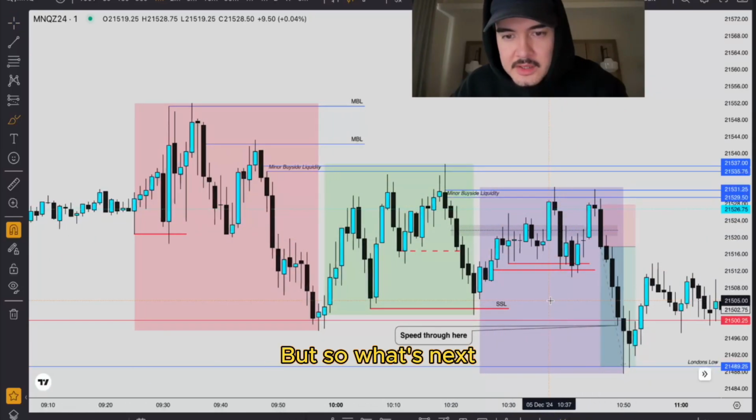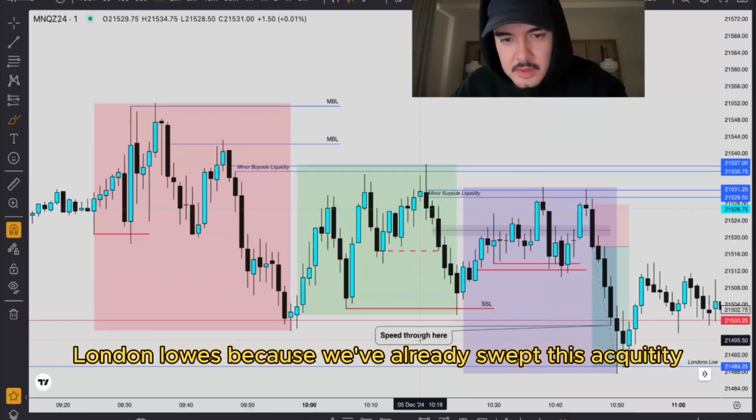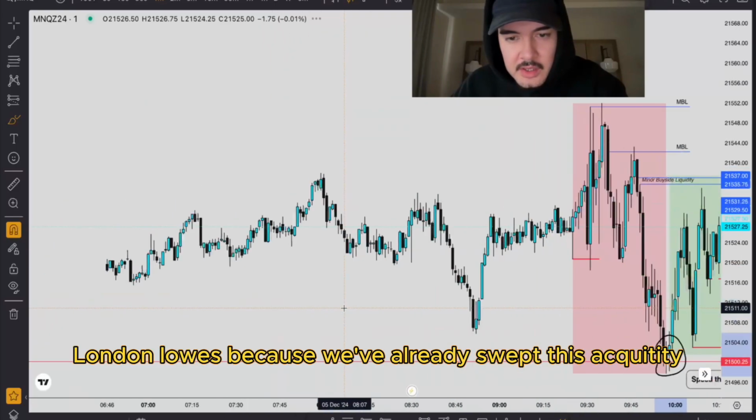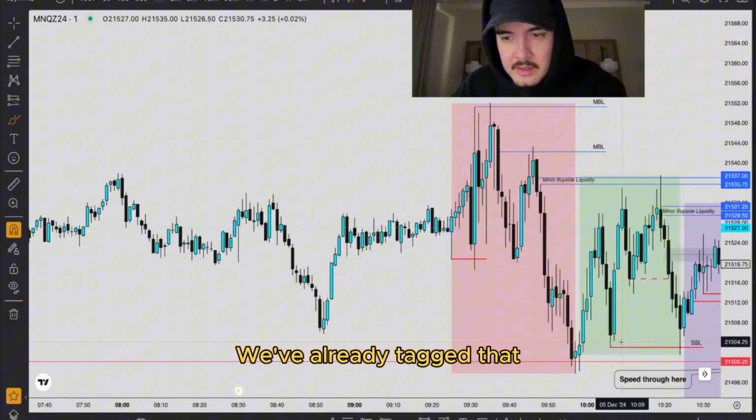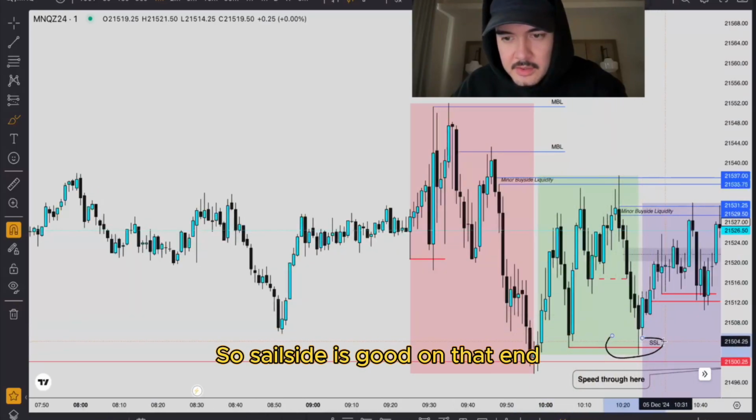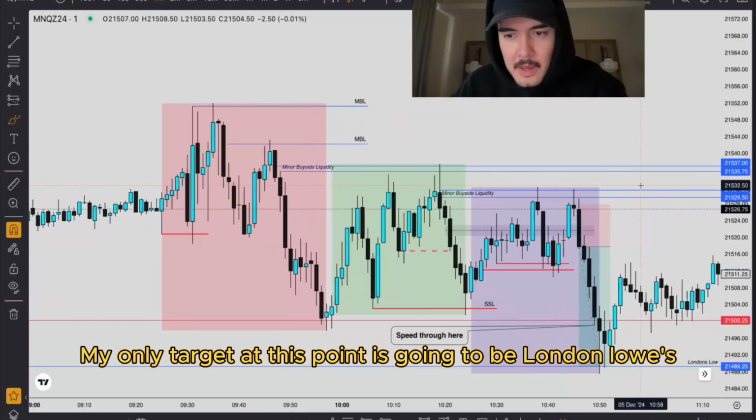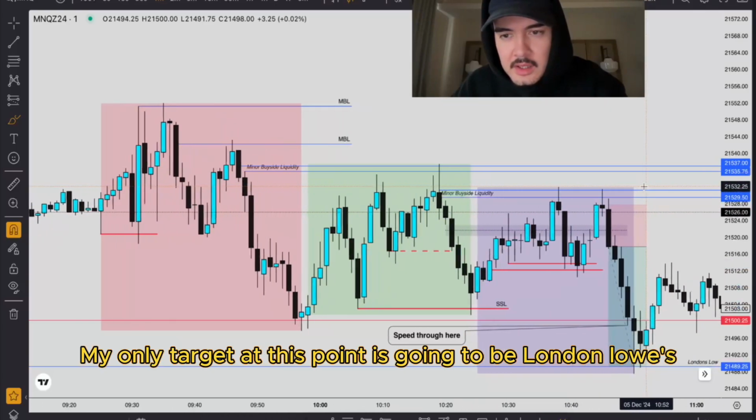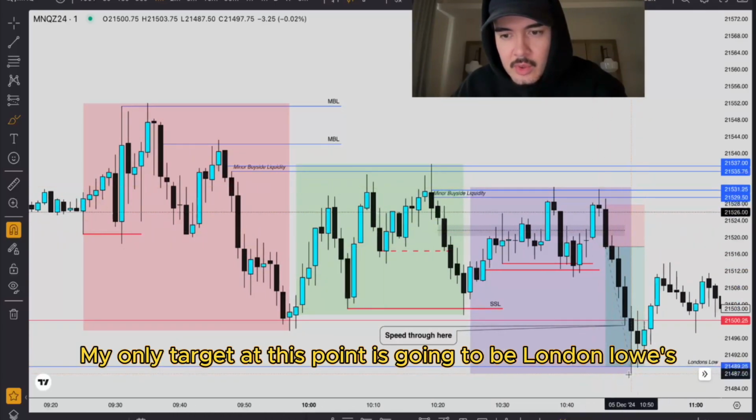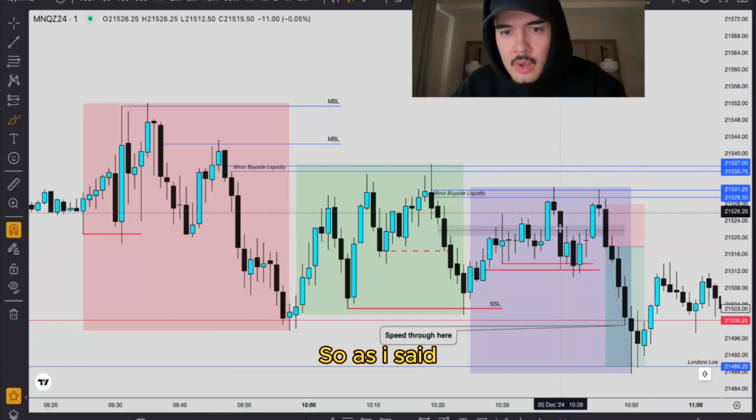So we're already fairly good off of buy side liquidity. But so what's next? London lows, because we've already swept this liquidity. We've already tagged that. We've already gotten this liquidity. So sell side is good on that end. Buy side is good on this end. My only target at this point is going to be London lows.